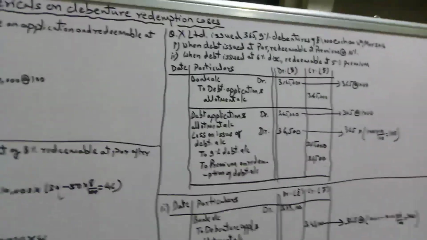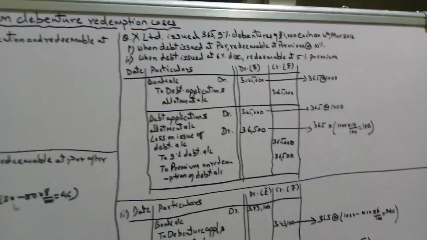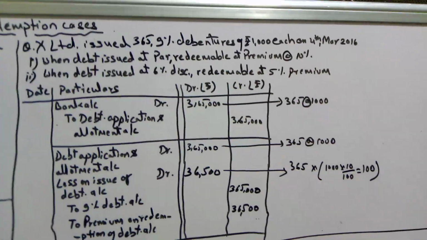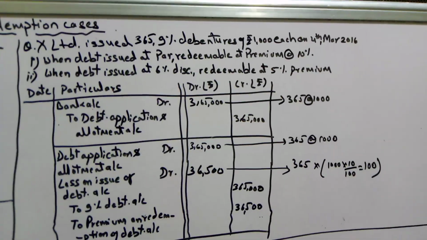Now let's look into the next case where X Limited issued 365 9% debentures of 100 rupees each on March 4th 2016.